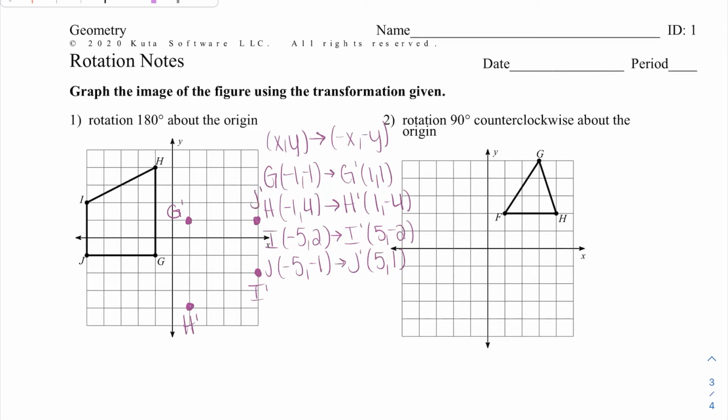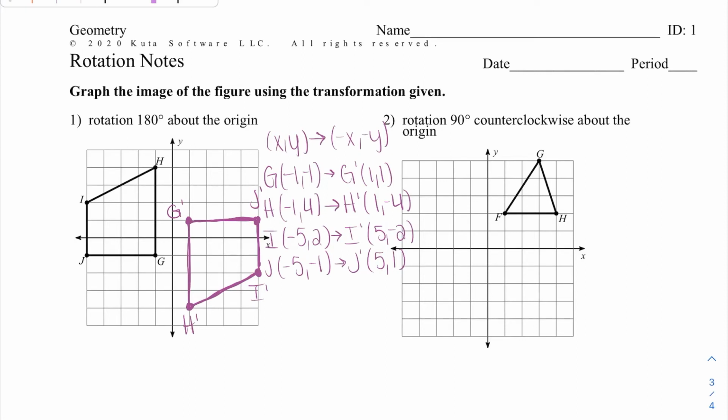Once you've plotted the points, you are then going to connect the points. Once you connect the points, you should see that you have a shape that has been rotated 180 degrees.